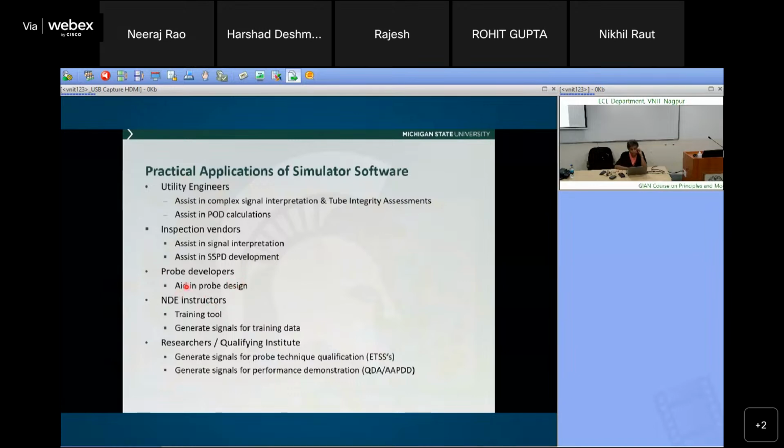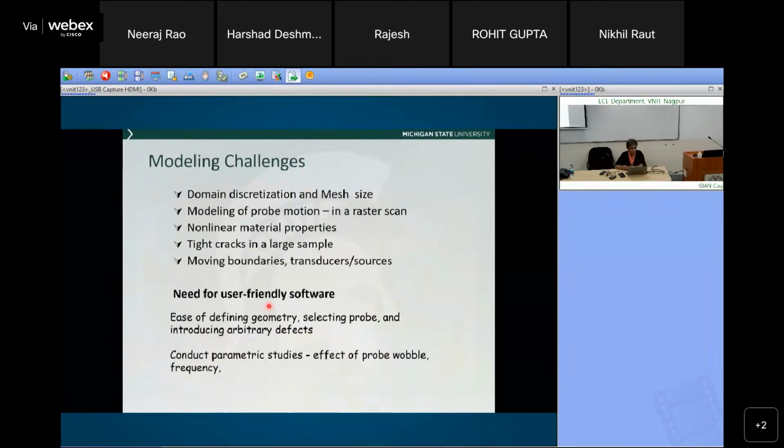Then probe developers can use it for designing and optimizing probes. NDE instructors can use it as a training tool, and they generate signals for training data. And researchers generate signals for probe technique qualification. So these are the different practical applications that the utility companies are using the model for. Okay, modeling challenges.